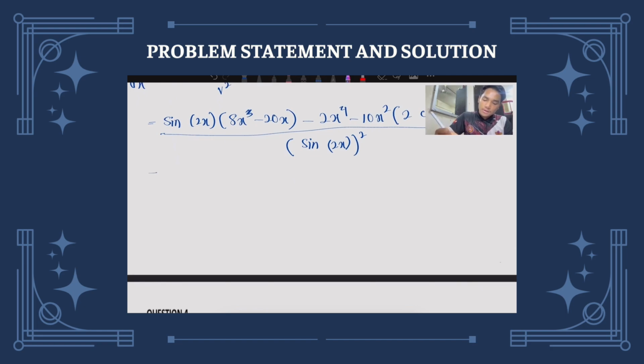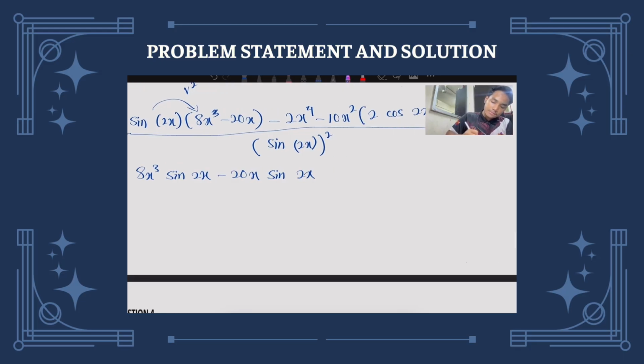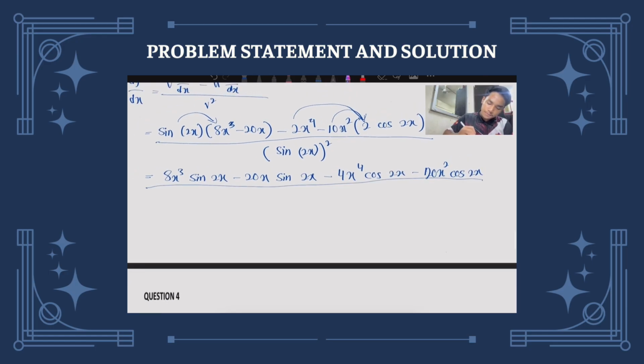After you put it into the formula, you can answer the question, which is sine 2x times 8x to the power of 3, 8x to the power of 3 sine 2x minus 20x sine 2x, minus 2 times 2, you get 4x to the power of 4 cos 2x, minus 10 times 2, you get 20x to the power of 2 cos 2x, over sine squared 2x.